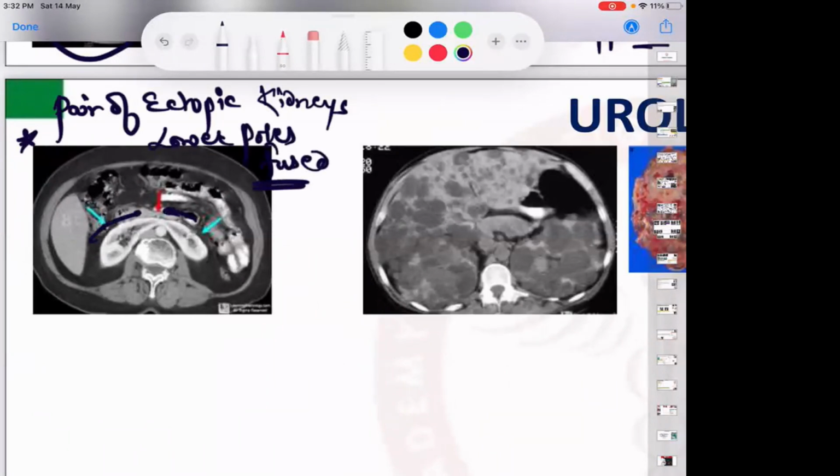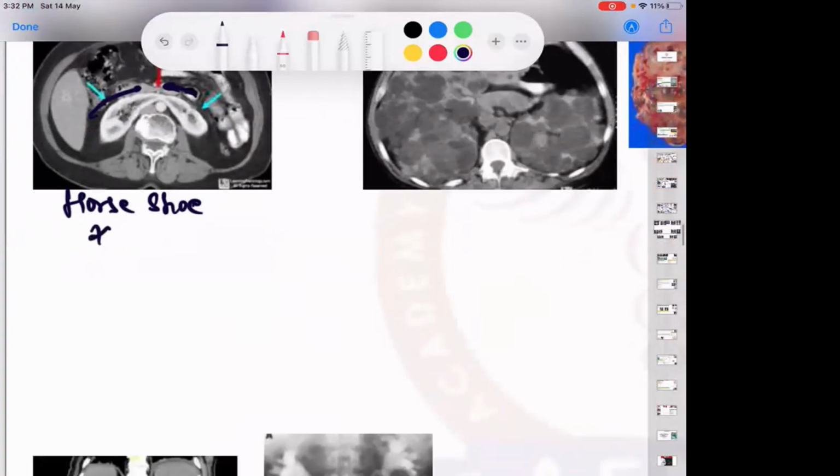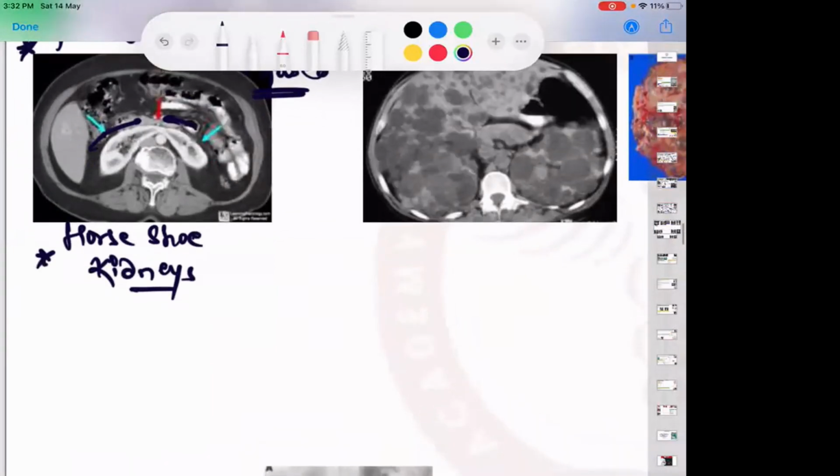What is this type of condition called? Very good. This is a horseshoe kidney. So what is the problem in horseshoe kidney? First of all, both the kidneys are ectopic. They are not at their original position. Second, both the lower poles are fused to each other.